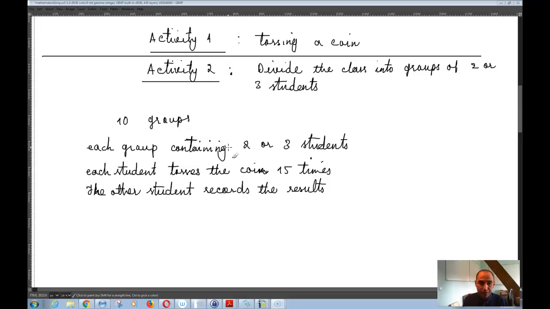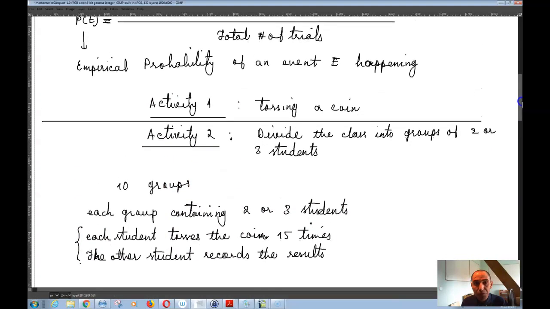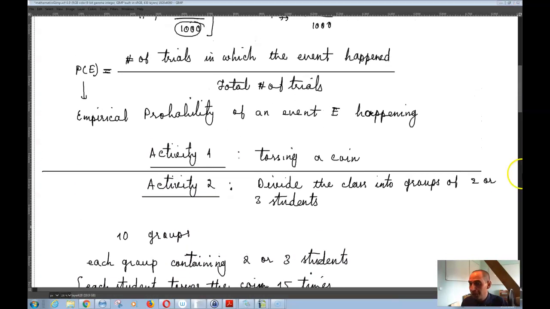Now, based on what's going on here, we are assuming that each group contains two students. So of these two students in each group, one of them is tossing the coin 15 times. The other one is recording the results. So that's the situation here. Now, based on these results, these are all important, of course.